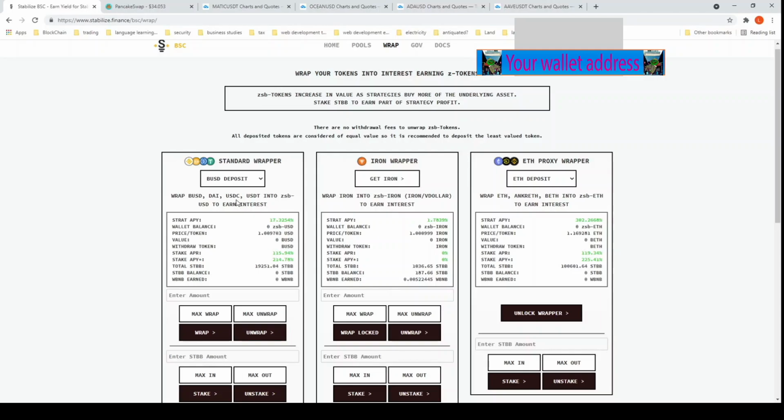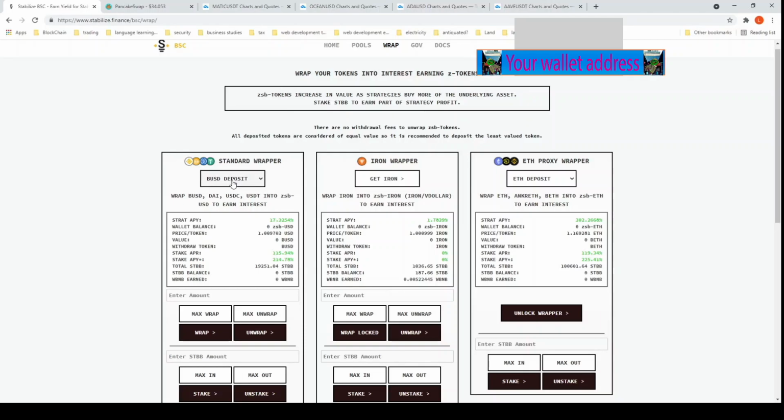So what is this card? Okay, this card here is a standard wrapper for ZSB wrappers. Here we have another wrapper. This wraps iron. It's a different stable coin than these four that are in this standard wrapper. Next to this, we also have another wrapper within Stabilized Finance, Binance Smart Chain, and that's the XF Proxy wrapper. So Stabilized Finance has vaulting abilities for ZSB wraps in your stable coins.